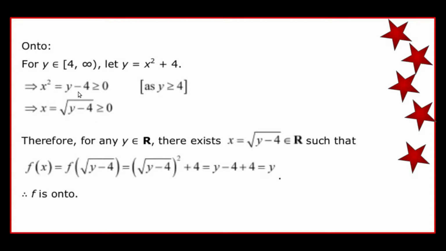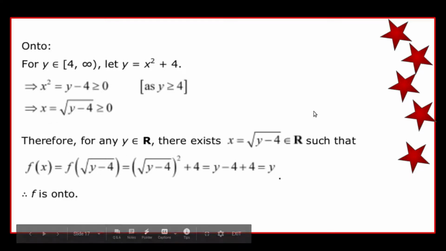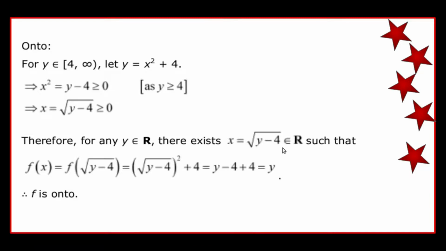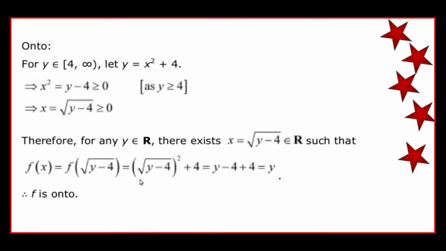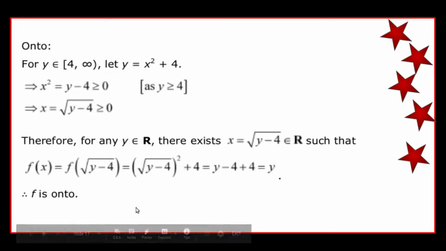So x square equal to y minus 4, which is greater than or equal to 0 because y is greater than or equal to 4. So x equal to root of y minus 4, and x belongs to R plus. Therefore, for any y in the codomain, there exists x equal to root of y minus 4 belonging to R plus, such that f of x equals f of root y minus 4, that is, root y minus 4 whole square plus 4, using x square plus 4. So y minus 4 plus 4 is equal to y.